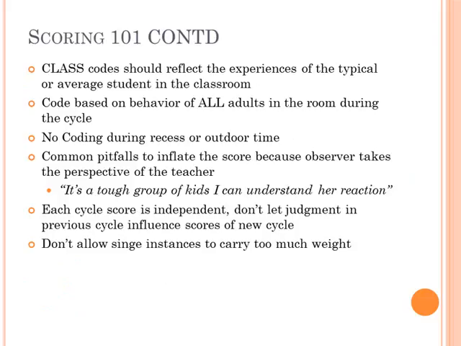And this is where it can become difficult, because you're focusing in on one teacher, and that one teacher might, and this will be measured on there, either favor one student or interact differently with one student. One student might have an excess of behavioral problems. So what you have to do is focus on what is the average experience for all the children in that room. Code based on behavior of all adults in the room during the cycle. And usually you only have 1 or 2 teachers.